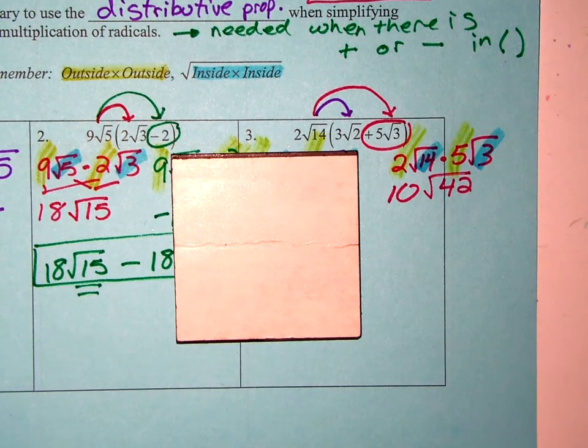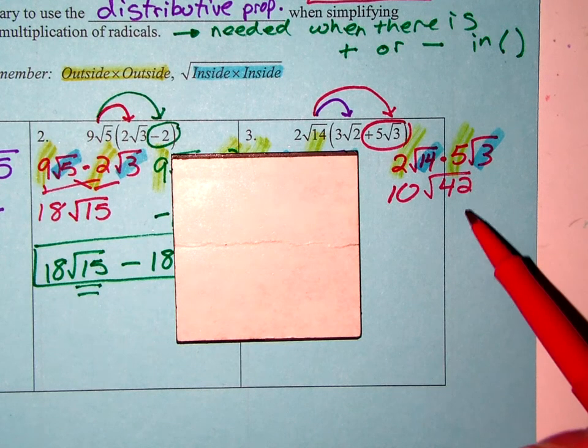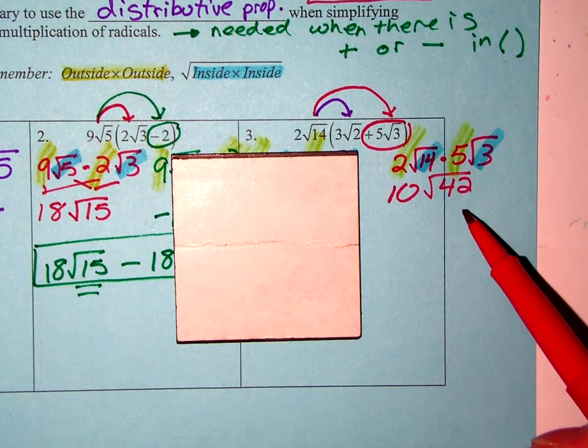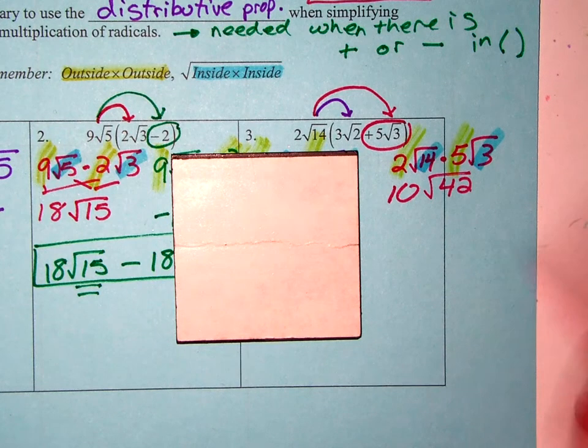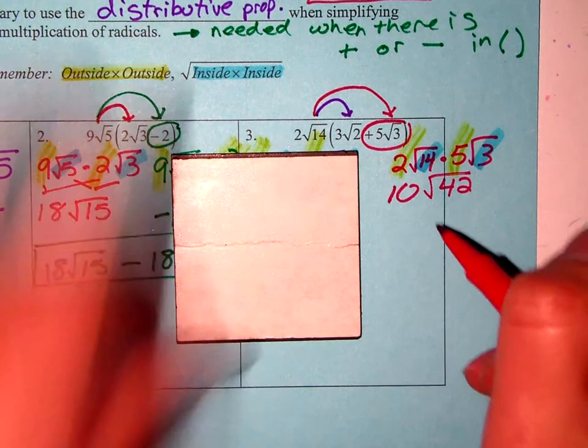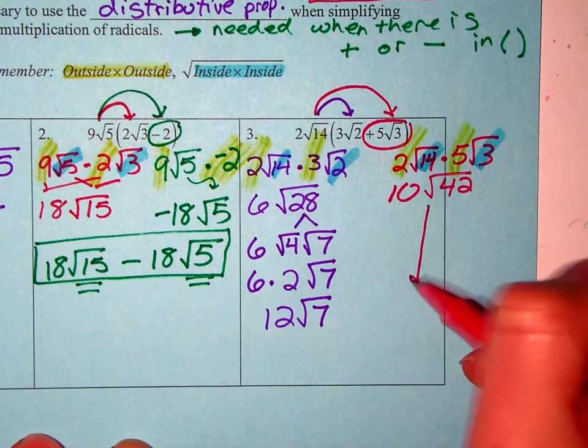Now again, 42 is not a perfect square, but I still need to look and see if there's a perfect square that divides into it evenly. So I would try 36 first. Nope, that didn't work. Then I try 25. No, 25 didn't divide into 42 evenly. 16. No, 16 didn't work. Now 9. No, 9 doesn't work. And 4 didn't work either. So that cannot be simplified, so I can just go ahead and bring that down.